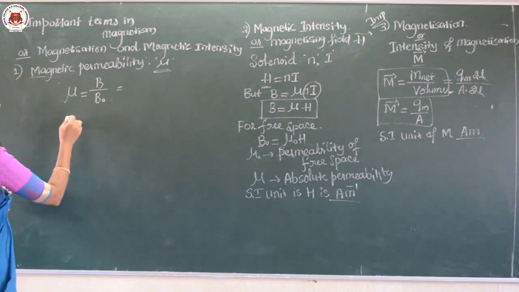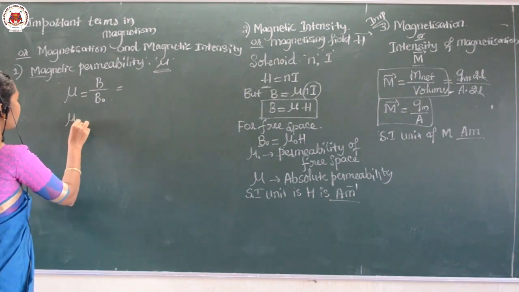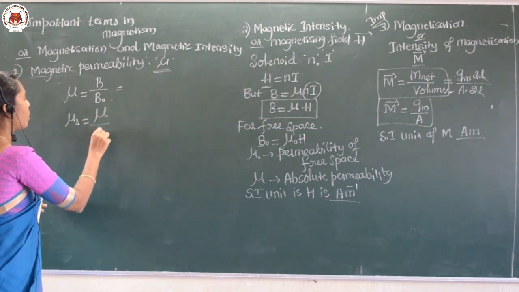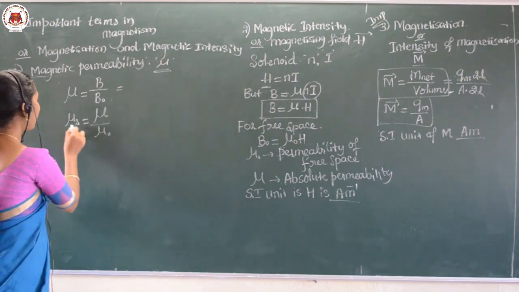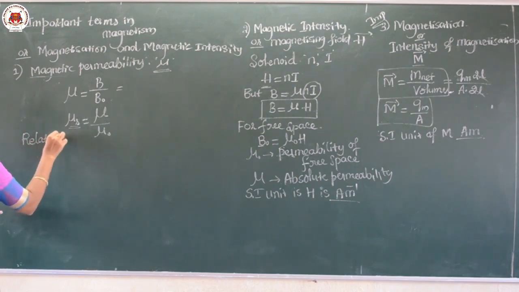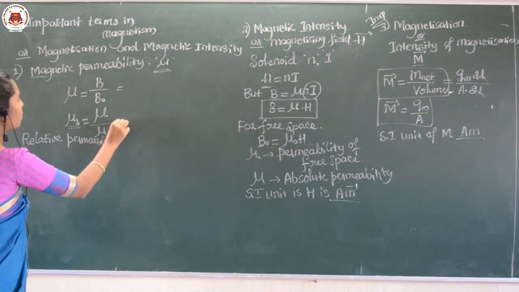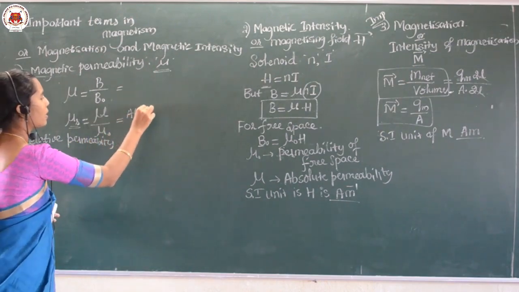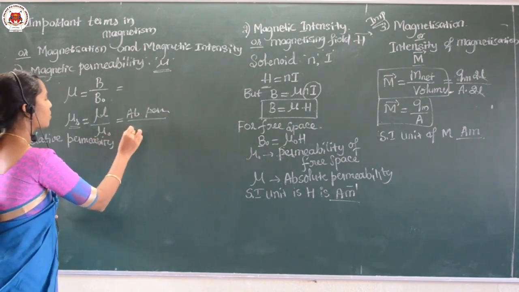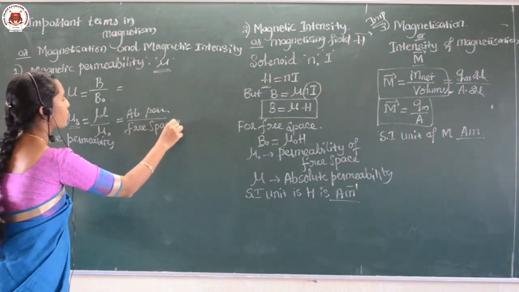Or else you can also define this. One more term we can use here, mu r, that is mu r is given as mu upon mu naught. Mu r is called the relative permeability. Then mu is called absolute permeability. Mu naught is called free space permeability.